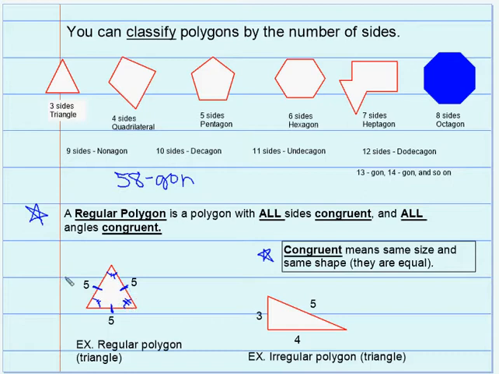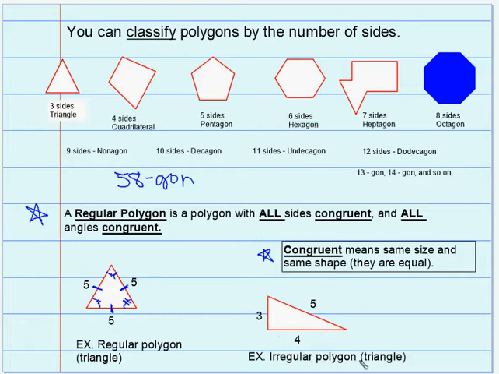So we could have had sides that were marked with one line, or we could have sides that are marked with two lines. You just match up the ones that look the same with their geometry, the tick marks, and that indicates whether they're the same or not. And we'll go over that a little bit more in lesson 20.